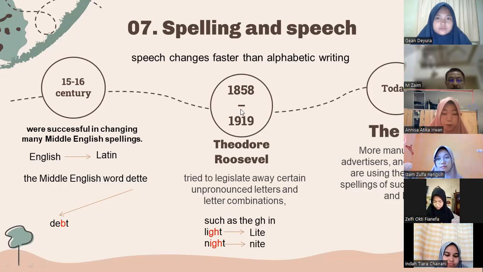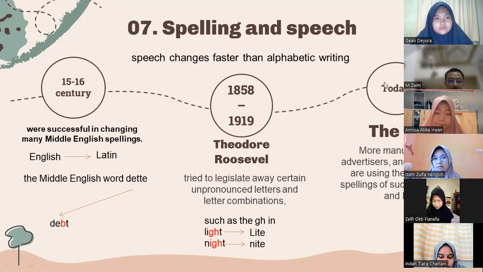He tried to remove the letters that were not pronounced, such as in this word, "light", where the GH here is not pronounced. So it becomes "nite", the night. So Theodore tried to bring the spelling that has not been pronounced before.